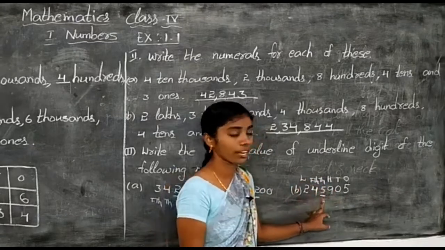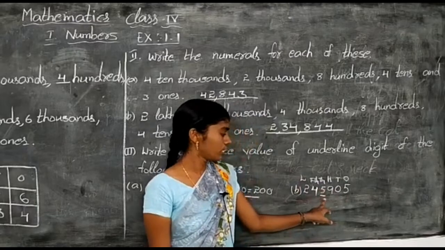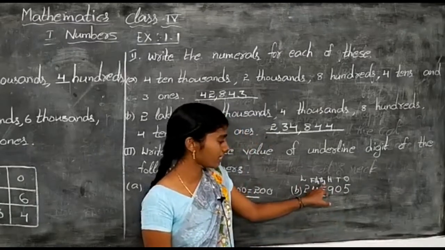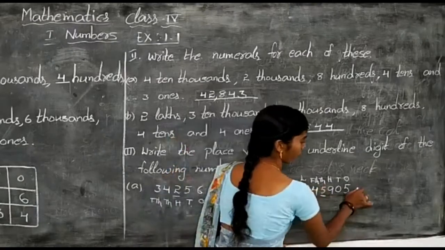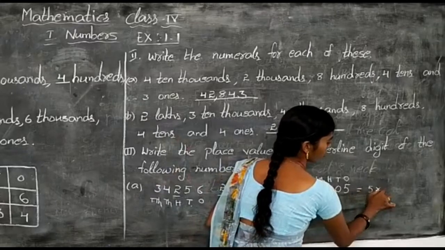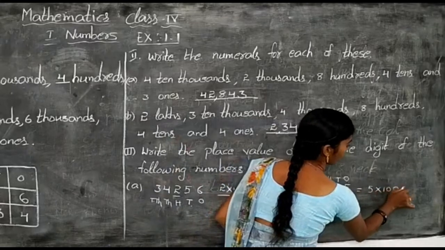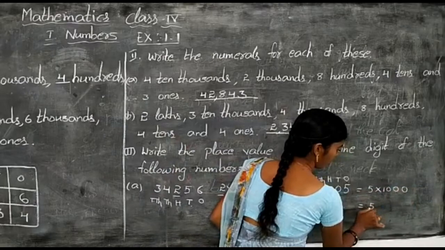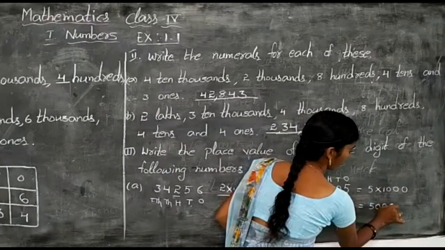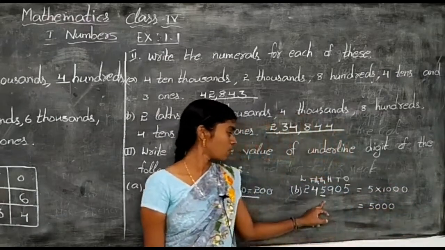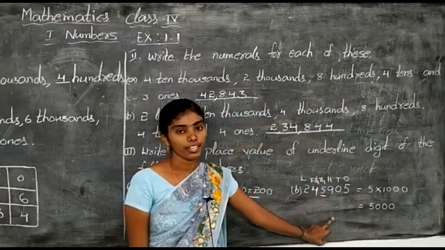Here we have to find the place value of the digit 5. 5 is in which place? Thousands place. So here 5 into 1000 is equal to 5,000. The place value of the digit is 5,000.